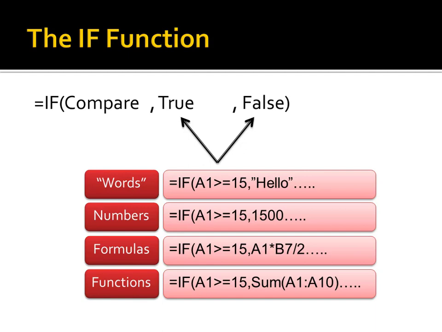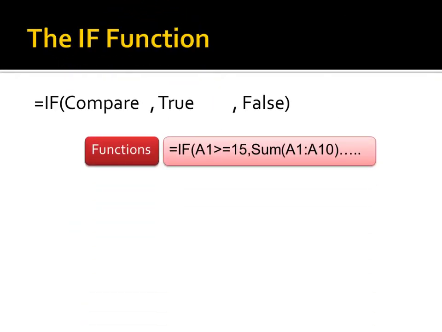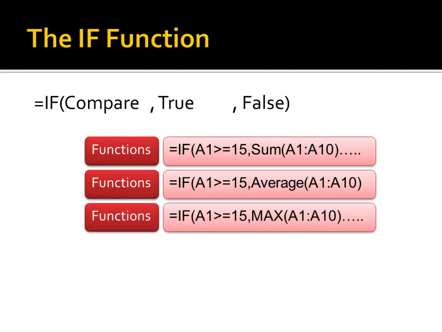Now, what type of functions can I put in? Well, let's take a peek at this. One type of function you can put in is a sum function. Well, we just learned that in the previous slide. The next type of function we can put in is an average function. If A1 is greater than or equal to 15, then give me the average, you see. We could also put in a max function. That basically means I can get the highest value. There are so many functions that you can enter inside of the true or false section.